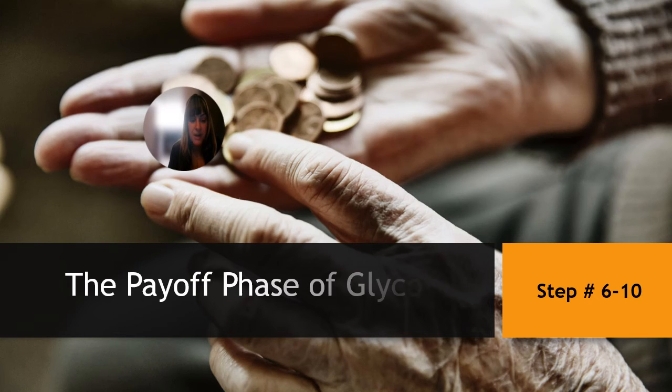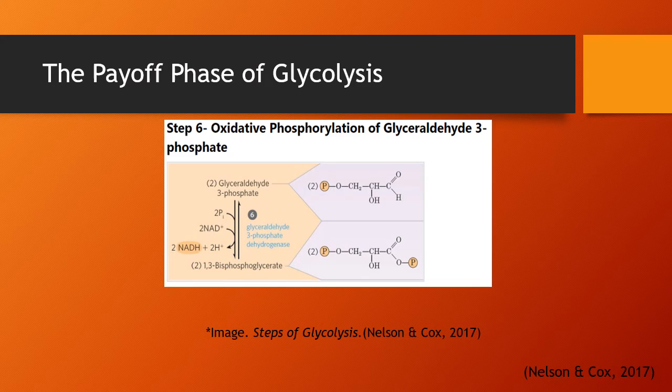So now we enter the payoff phase of glycolysis. In the previous phase, remember that we used up some ATP. Now we're actually going to create some. Glyceraldehyde 3-phosphate in this step becomes oxidized to 1,3-bisphosphoglycerate with the help of the enzyme glyceraldehyde 3-phosphate dehydrogenase.